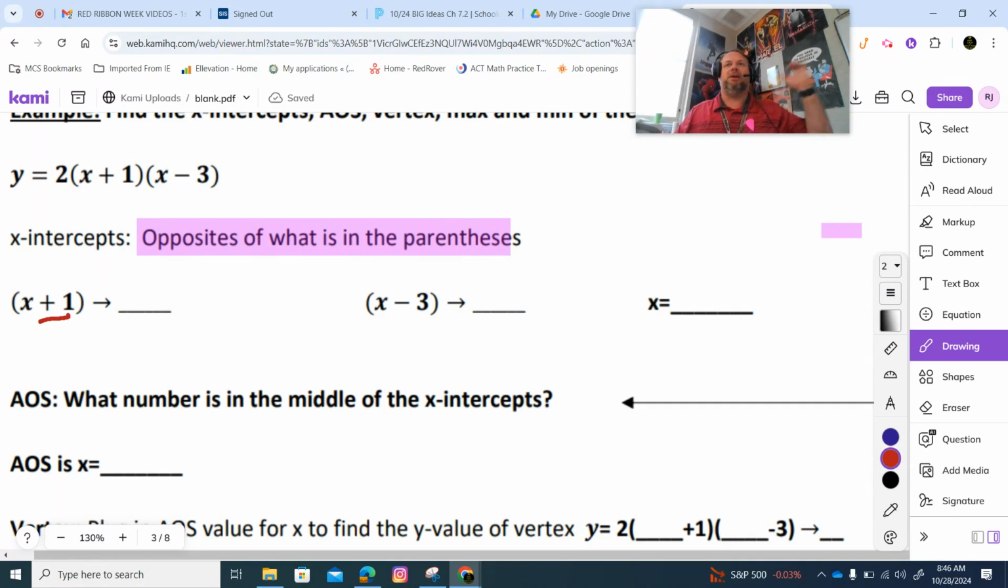So, this is the opposite. What is the opposite of plus one? Minus one. Okay, so we write that down. It's the opposite of minus three. What's the opposite of minus three? Plus three. Now, in videos on this, other times people will make you set this equal to zero and solve it. It's just the opposite, so let's do the easy thing, right? Our x-intercepts are x equals negative one comma three.